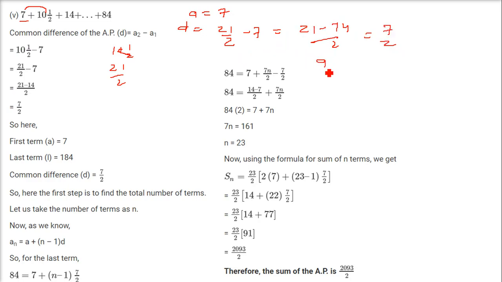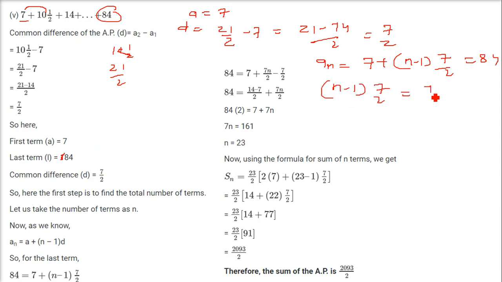Now the nth term, an, is a plus n minus 1 into D. So a is 7, 7 plus n minus 1 into D, which is 7 by 2. And this is given as 84. It's 84 only. So now n minus 1 into 7 by 2 is 84 minus 7, which is going to be 77. 7 sevens are 77, 7 twos are 14. So n minus 1 is 14.